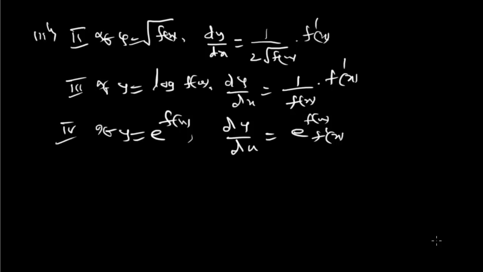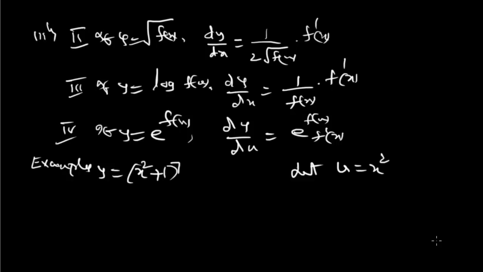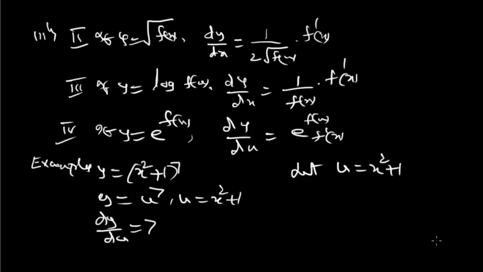Using these, some examples can be worked out. First one, y is equal to x squared plus 1 whole power 7. Let u is equal to x squared plus 1. So then y is equal to u power 7 and u is equal to x squared plus 1. So dy by du is equal to 7 into u power 6 and du by dx is equal to 2x.